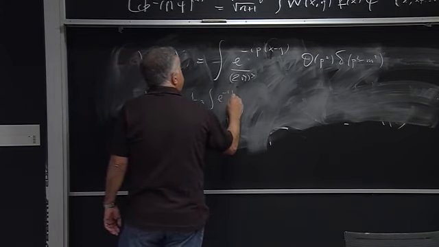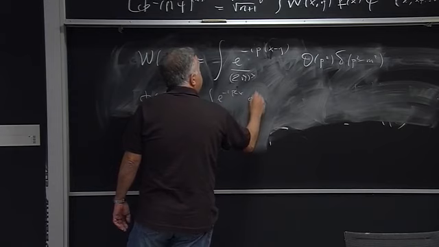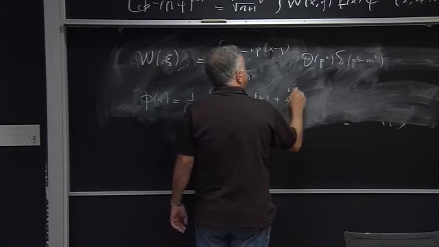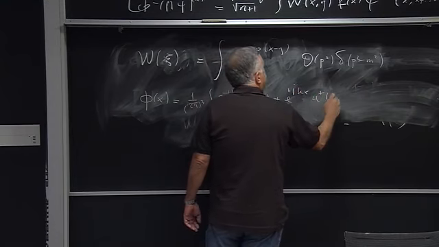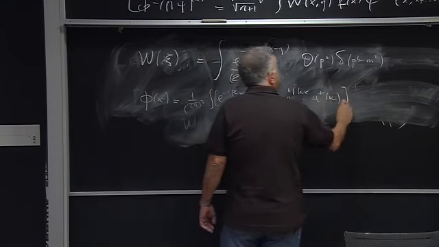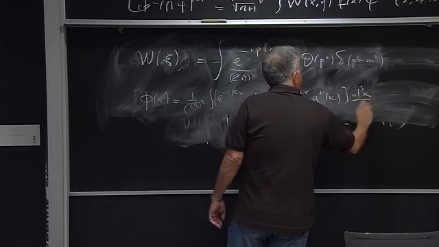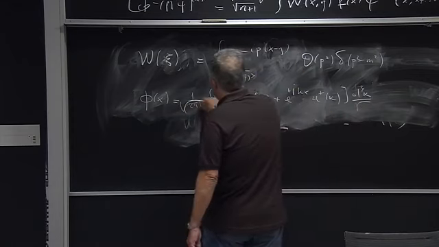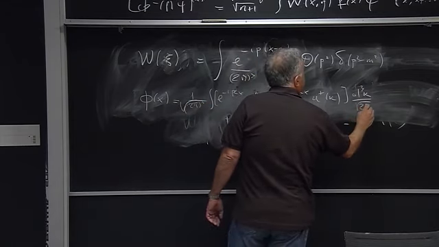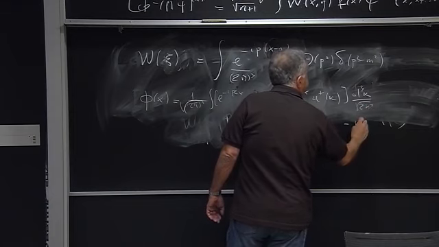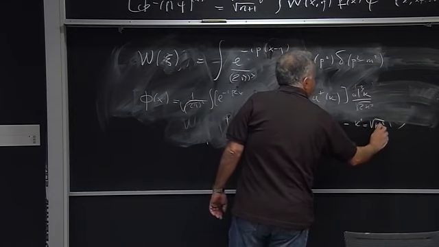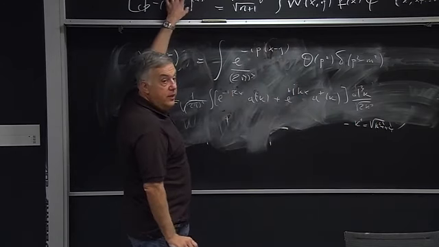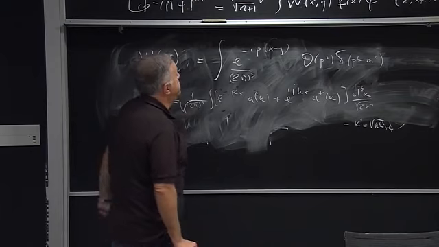If you Fourier transform this and introduce suitable creation and annihilation operators, this is the standard quantization of textbooks: a(k) e to the minus i k x plus e to the plus i k x a dagger(k), d³k over the square root of 2k0, where k0 is the square root of k² plus m². This formula and this formula are precisely the same thing in this particular case.